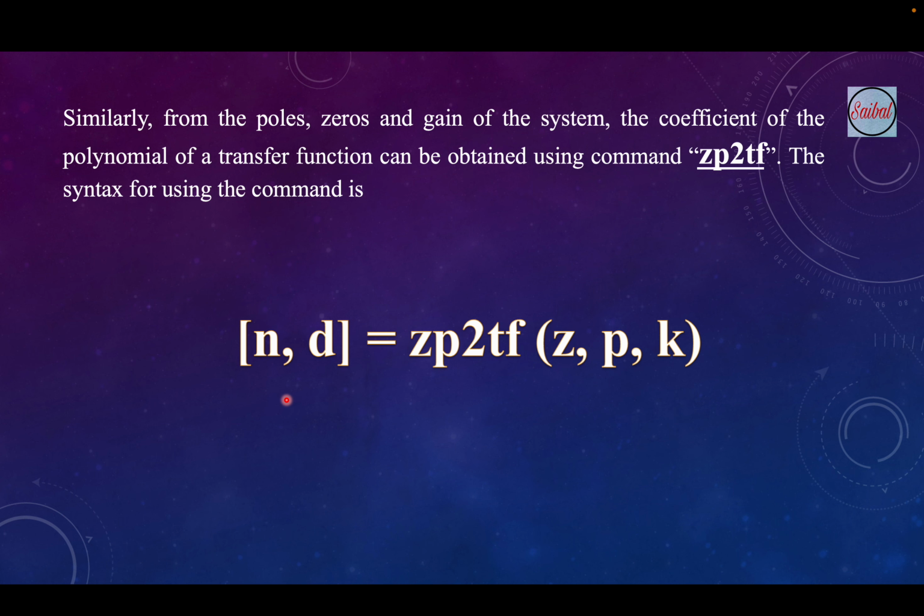Similarly, from the poles, zeros and gain of the system, the coefficients of the polynomials of a transfer function can be obtained by using the command zp2tf, just the opposite. So the first one is tf2zp and this one is zp2tf, and the syntax will be just reversed. So n and d will be on the left hand side and the right hand side will be zp2tf.